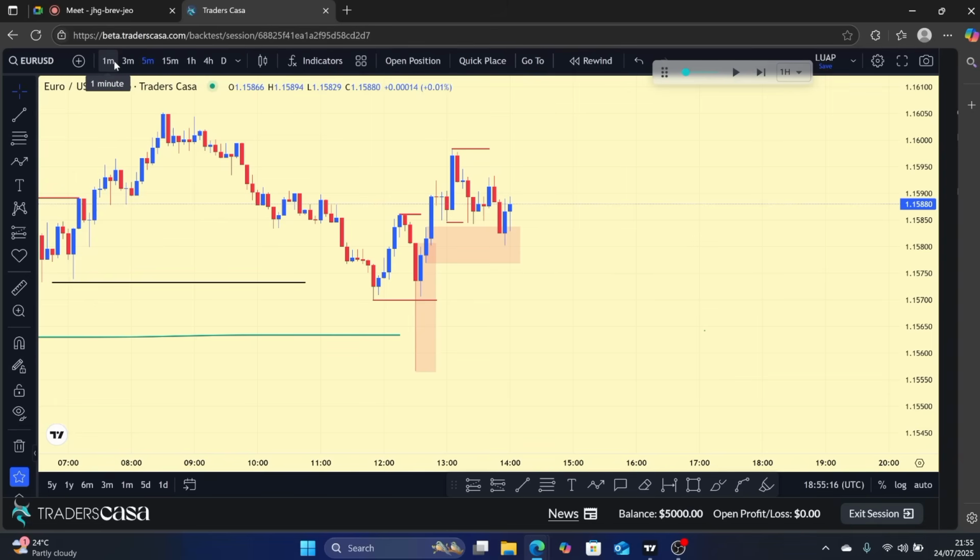It actually depends on the 15-minute structure. Is it big? Is it small? Is it medium? All of that will determine if I'll be using the 5-minute as my entry time frame, or if I'll be using the 3-minute or the 1-minute as my entry time frame.